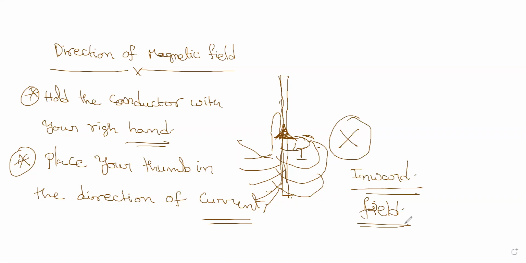Now try to watch and do it for yourself. Otherwise, you will not get what I'm telling. We'll spend time on it. Imagine you are holding your pen with your right hand. Place your thumb in the direction of current. I have drawn it upwards now.